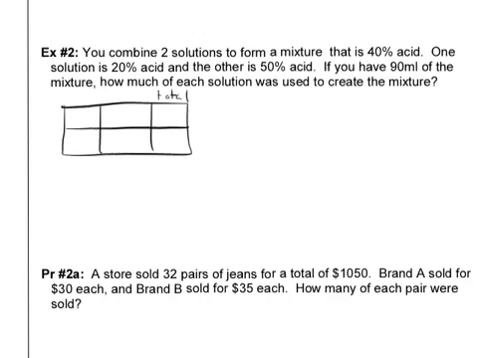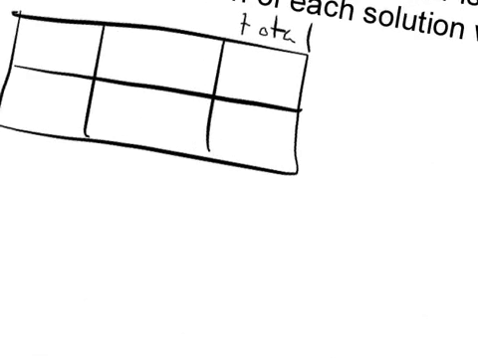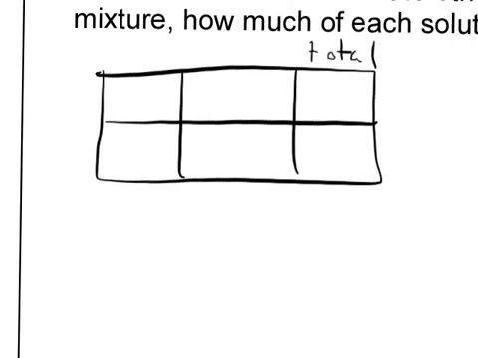Okay. This is kind of confusing at first, but let's think about this. Do I have any totals? I have a couple totals. I know that the total is going to be 90 milliliters, and the total is going to be 40% acid. So first let's do the one that has to do with 90 milliliters. Well, if I have a total of 90 milliliters, that means that my first solution plus my second solution would add up to be 90 milliliters. That's it.